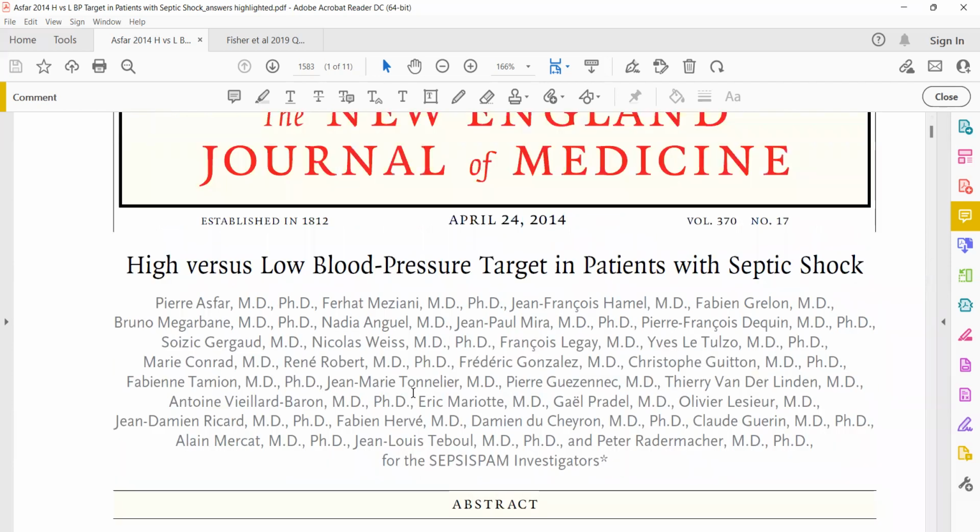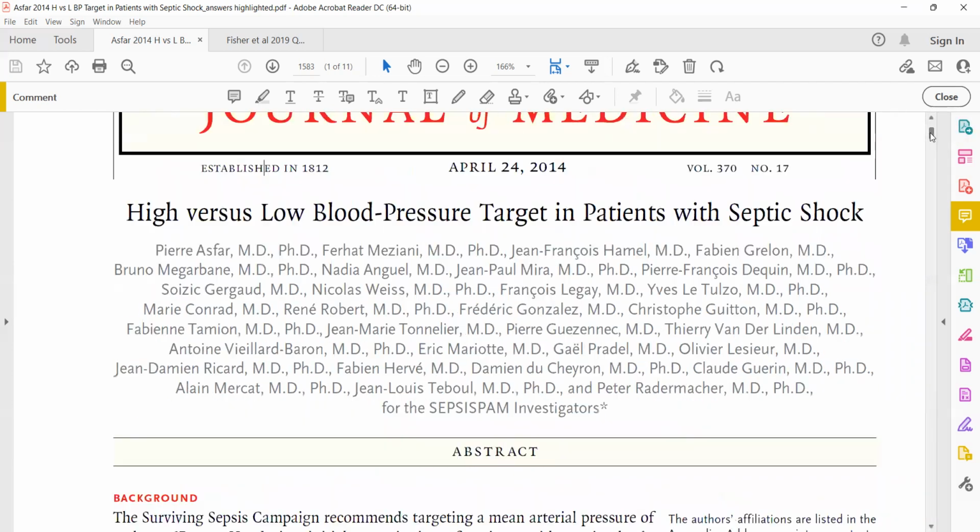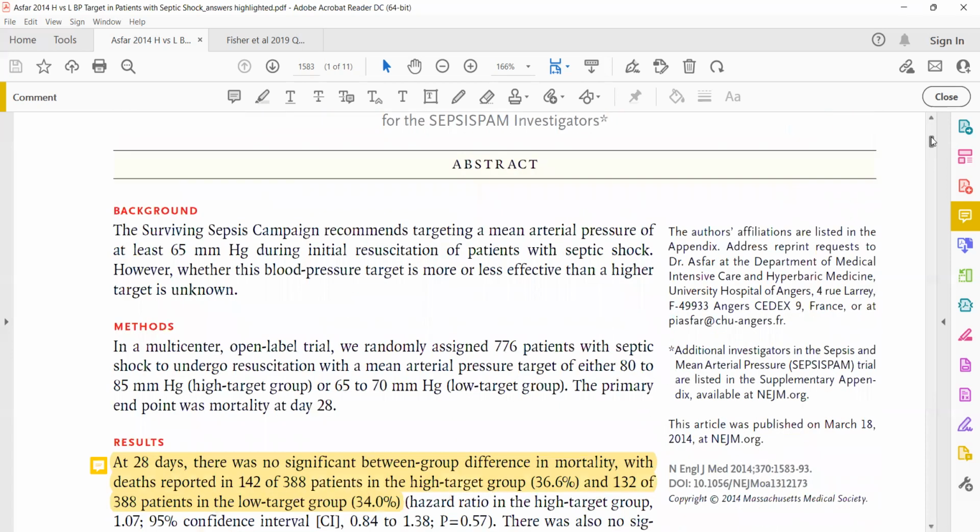You'll notice that, sorry, forgive my scrolling, there we go. And you'll see that this abstract is structured, right? It has the heading. So they're looking at a campaign to survive sepsis, and they're targeting pressure during resuscitation during septic shock. So they're actually doing it with two different groups, and they don't know if more pressure is actually better. It's a multi-center trial. That's where there's so many people, with random assignment of 776 patients with septic shock to undergo one of these treatments.